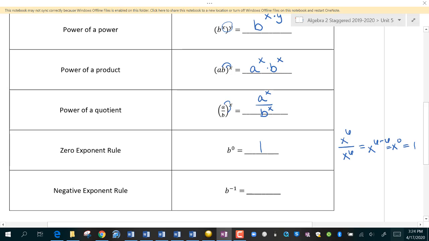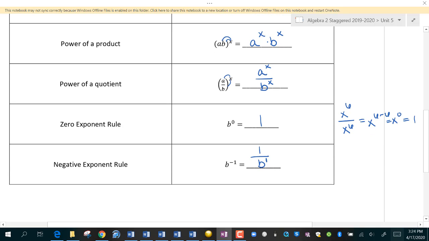And then our final property, the negative exponent rule. So anytime you see a negative exponent, you're actually going to create a fraction and move this to the denominator, or numerator if it was in the denominator. So for example, I'd write 1 divided by b to the power of positive 1. Or if you had, let's say, 1 divided by x to the power of negative 5, this would actually move up to the numerator and become x to the power of positive 5.